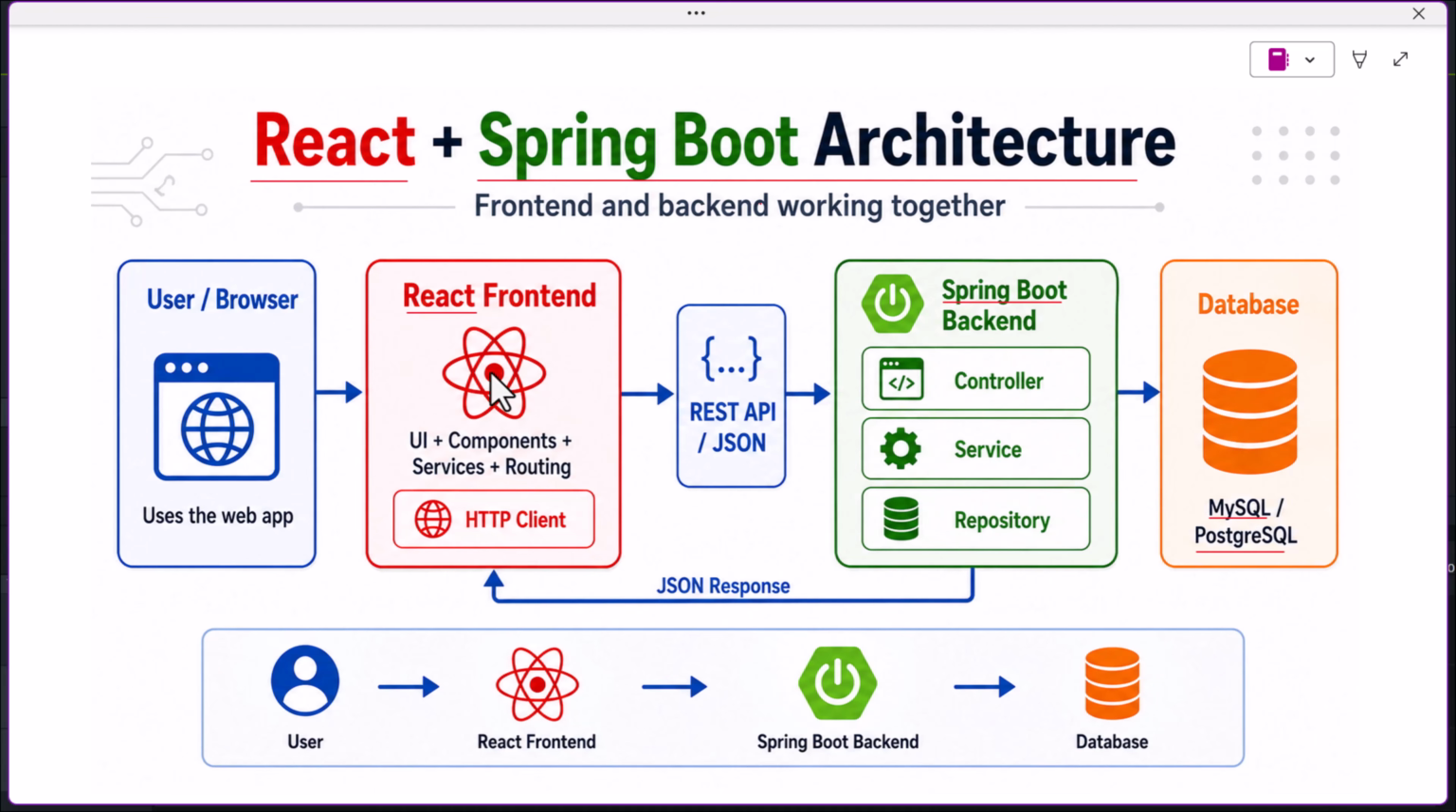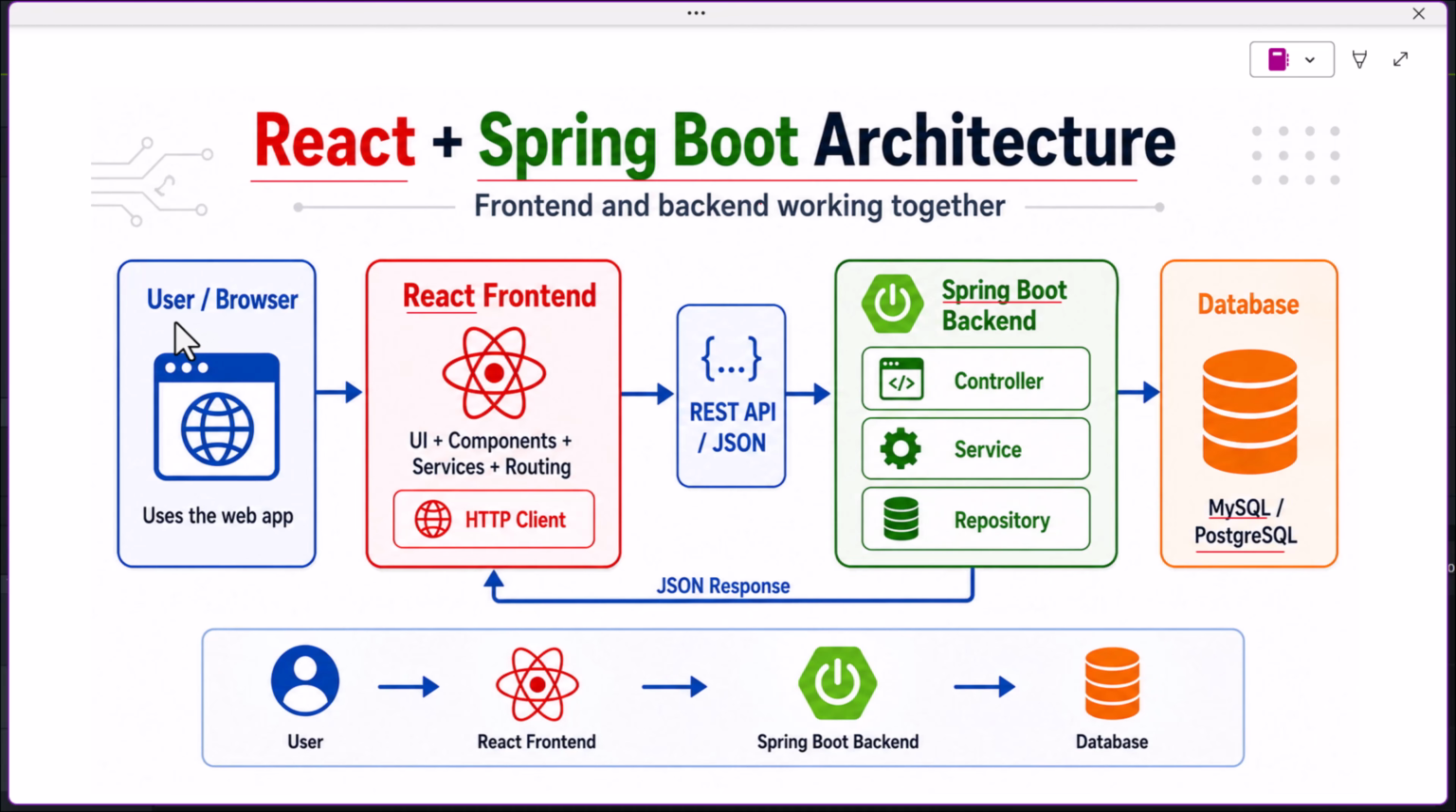The main idea is simple. React handles what the user sees and interacts with. Spring Boot handles business logic, APIs, and backend processing. The database stores the actual application data. Now let's understand the complete request and response flow.